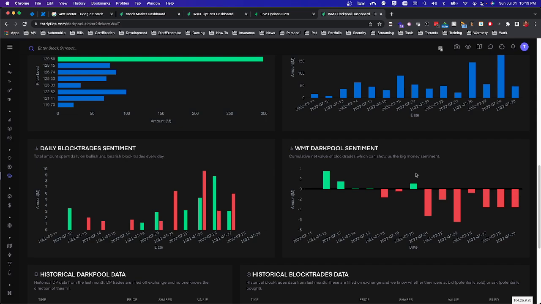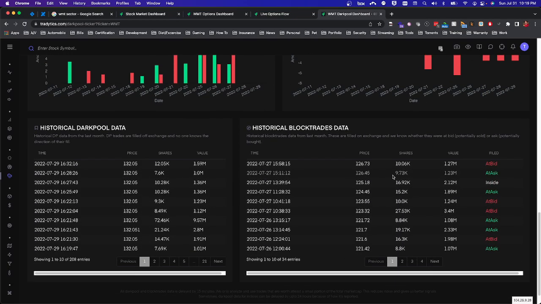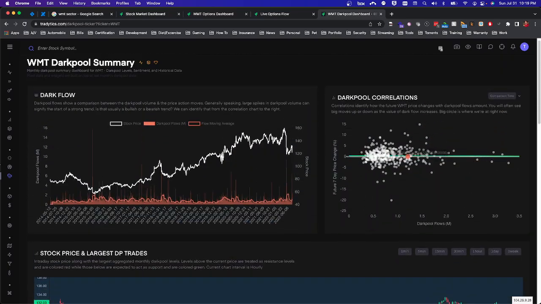We can also look at sentiment based off block trades. We can see once again we had some very bullish sentiment, and then all of a sudden that shifted to more bearish sentiment. And if we look at the block trades, despite Walmart moving up, it's been divergent from the block trades, meaning the dark pool sentiment is showing bearishness. So all of this is great stuff, and it's what we want to see.